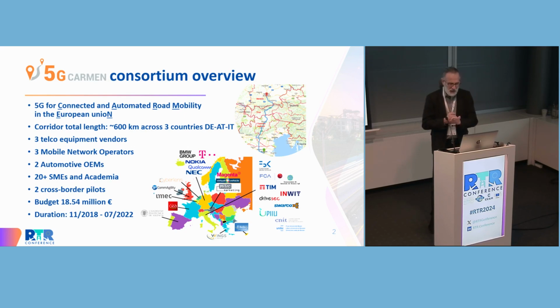It included 3 telco equipment vendors, 3 mobile network operators, 2 automotive OEMs, and a quite significant number of SMEs and academia representatives. We delivered 2 cross-border pilots, at the borders between Germany and Austria near Kufstein, and between Austria and Italy at the Brenner Pass. So that was the focus. Total budget was slightly north of 80 million euros, and the duration, similar to our peer projects, was from November 2018 to July 2022. So we took 9 months of extension. Croco did it in 8 months extension. But that's not a KPI, not a benchmark.